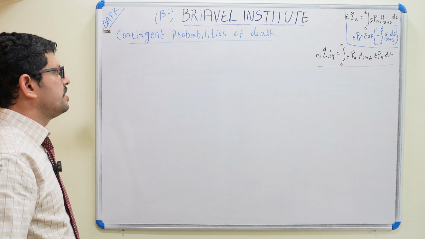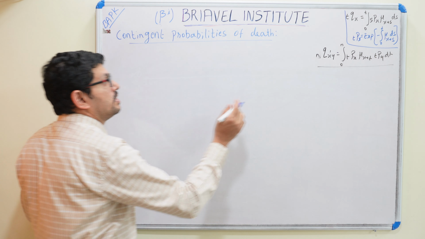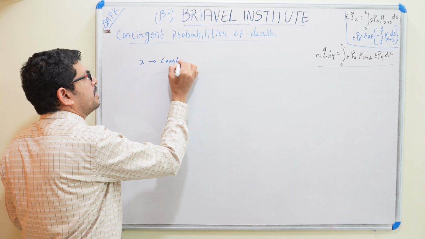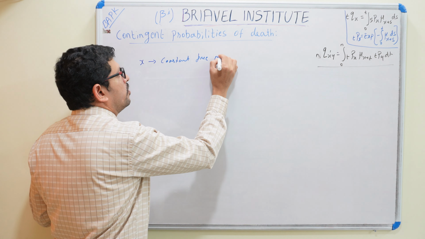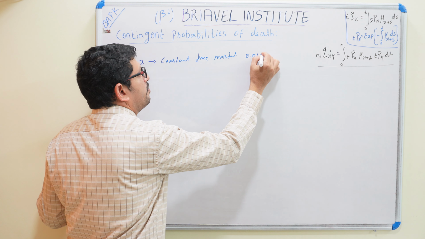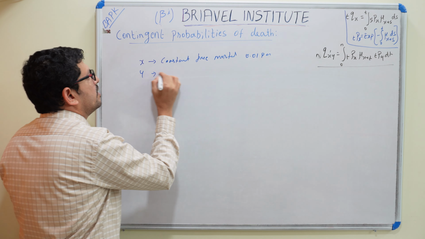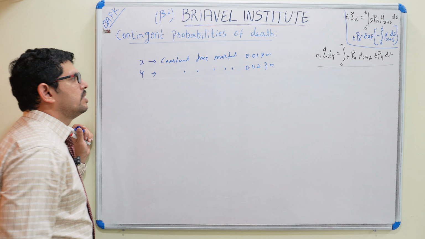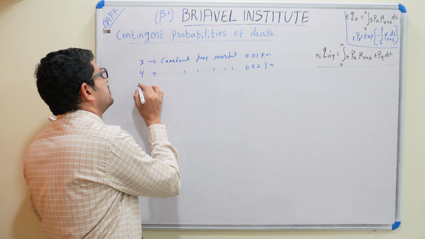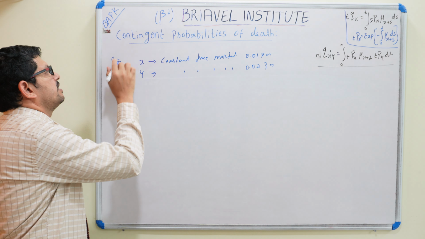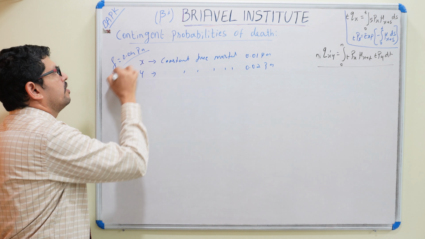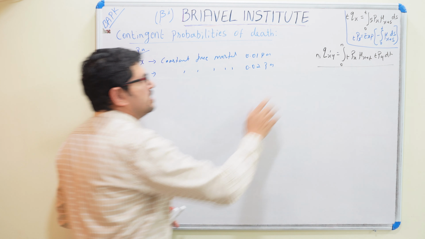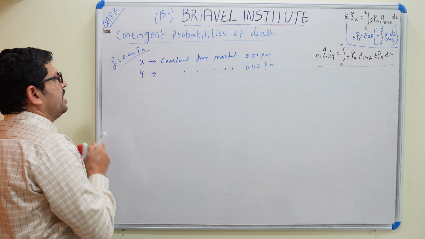X has a constant force of mortality. So it is a continuous case, so we are integrating only. X has a constant force of mortality of 0.01 per annum, and Y has a constant force of mortality of 0.02 per annum. The interest rate, delta, is a constant force of interest of 0.04 per annum. This is given, and we have to find nq(x:y). N is equal to 10 here.